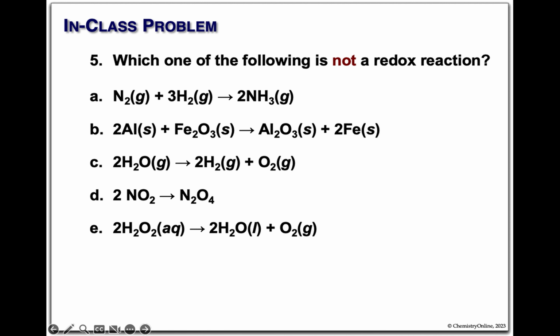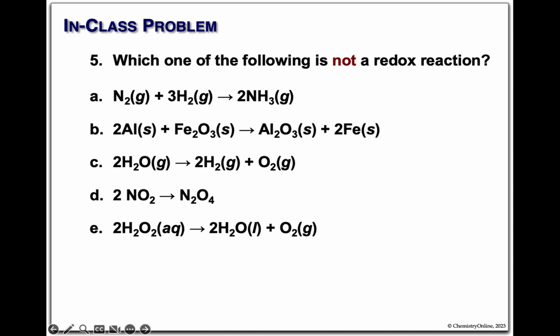All right, this one looks like it could be a real bother. Which of the following is not a redox reaction? Well, remember, in a redox reaction, oxidation numbers have to change. So, let's do this the tedious way.